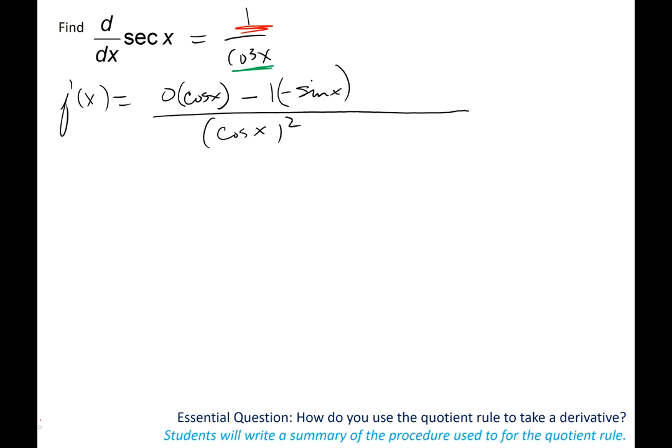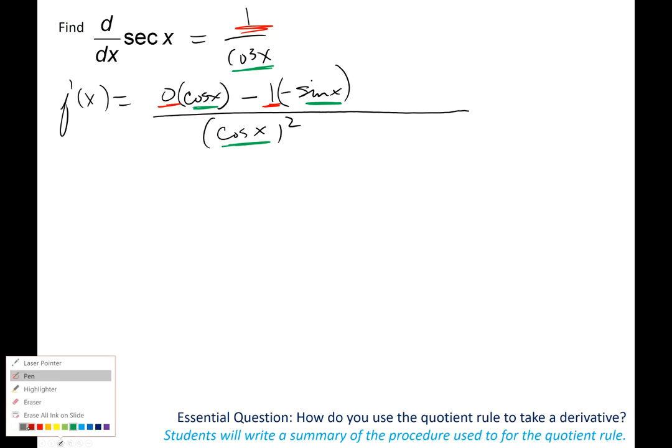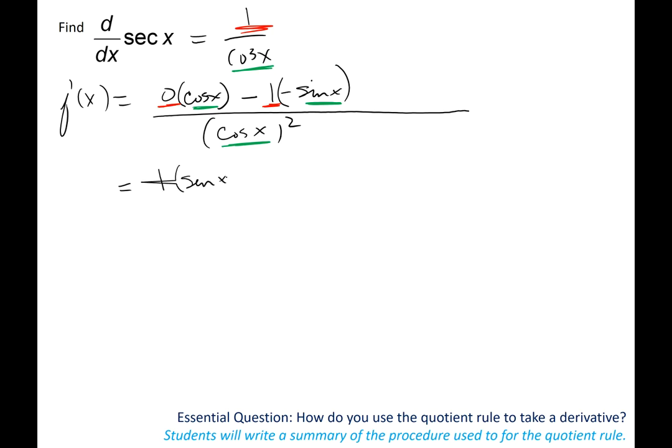All right, I'm going to track what I did. Derivative of red, original red, original green, derivative of green, green squared. With 0 times cosine x, what's going to happen? 0. They're gone. Negative 1 times negative sine x is positive sine x. So it's 1 times sine x, over cosine squared x.